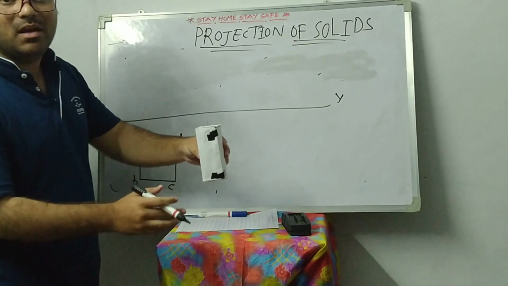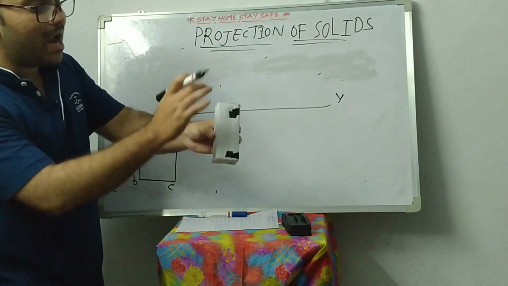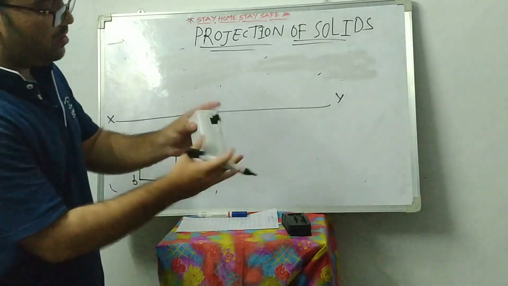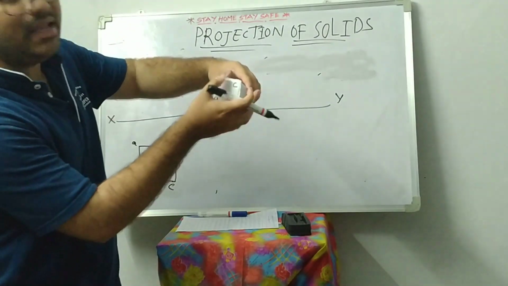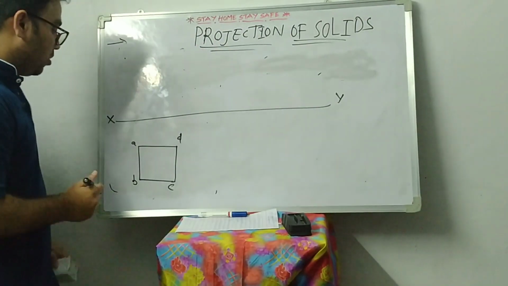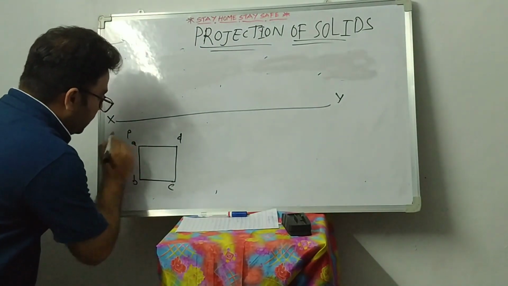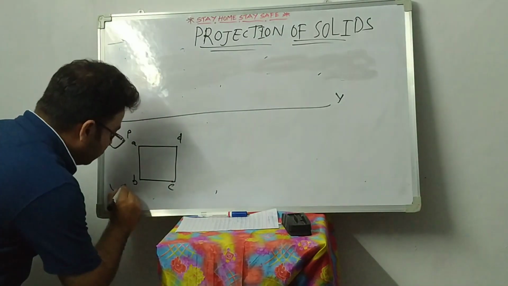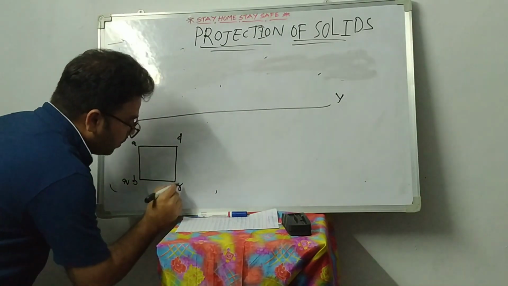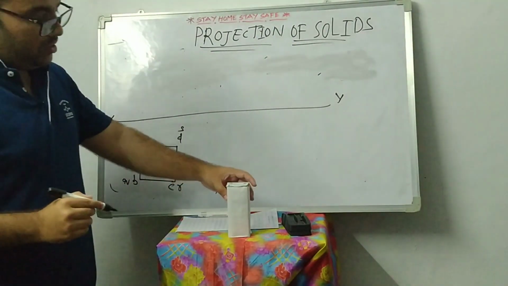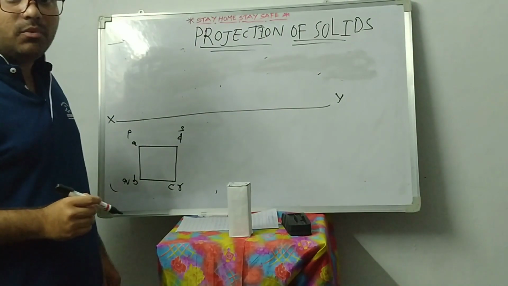See, this is a square prism, so we have a base and a top. So we should give the two names. It is having A, B, C, D. Along with that, we have one more base, that is P, Q, R, S. So we have to give the names. This is the bottom base, that is not visible: P, Q, R, S. So this is the first condition, the initial position.